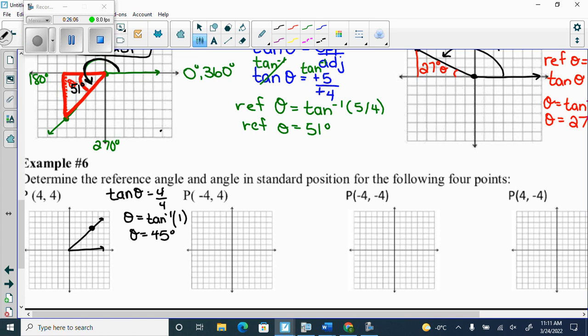So we have 45. So we have 45 degrees here.